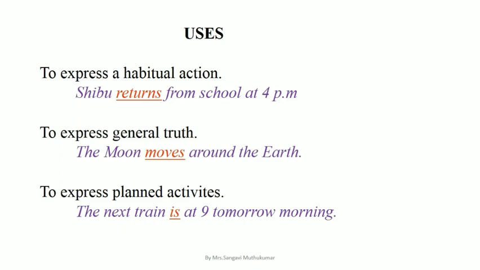And next example, the next train is at 9 tomorrow morning. Here there is no main verb. Hence is acts as a verb and it is used to denote a pre-planned program. So for all those pre-planned programs or events we have to use present tense only.